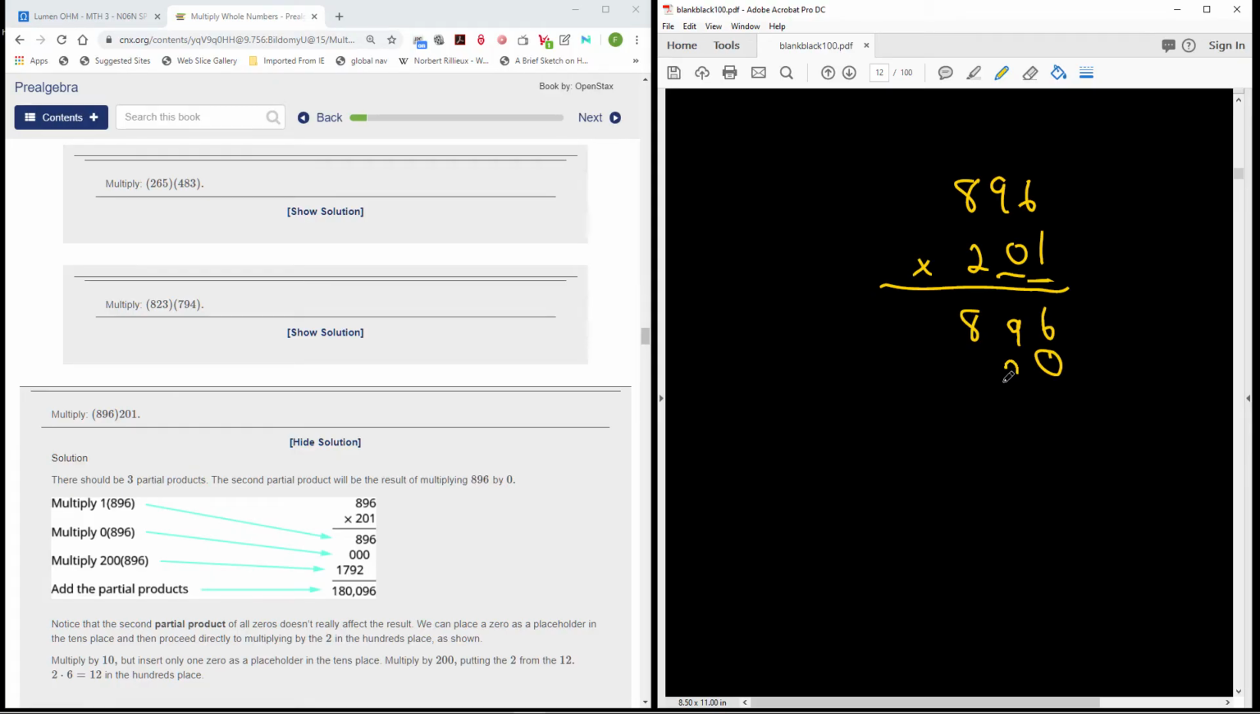0 times 6 is 0. 0 times 9 is 0. 0 times 8 is 0. Now I'm finding the number of hundreds, so I shift it over twice. So now my results are going to count the number of hundreds. 2 times 6 is 12. Carry my 1. 2 times 9 is 18, plus 1 makes it 19. 2 times 8 is 16, 17.